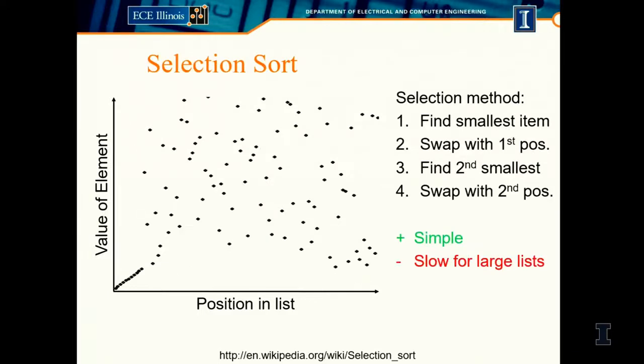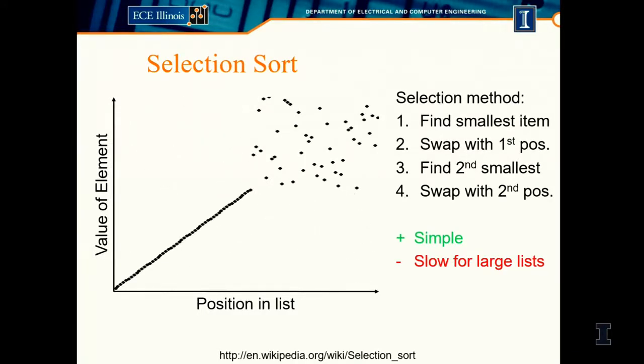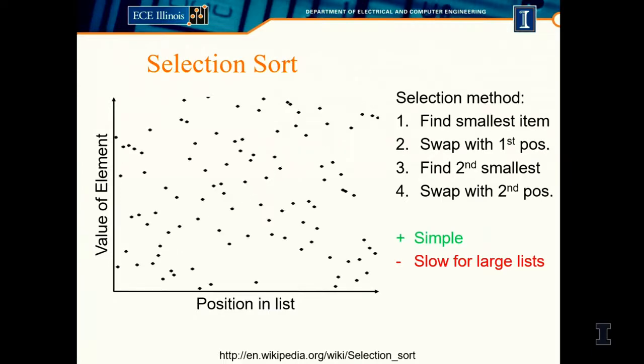This is an animation of how this process goes. Over time, we just keep putting the next smallest element in the list, and we build up our list of larger and larger elements. So this is selection sort.